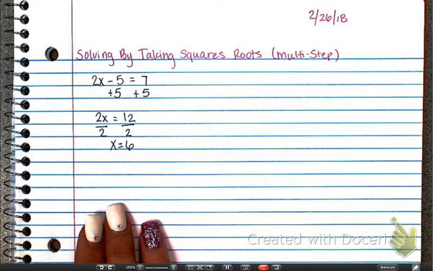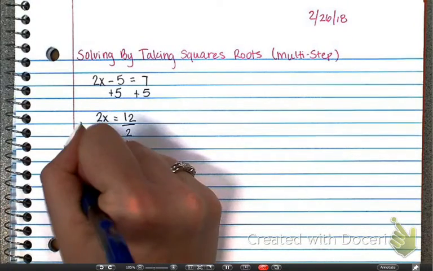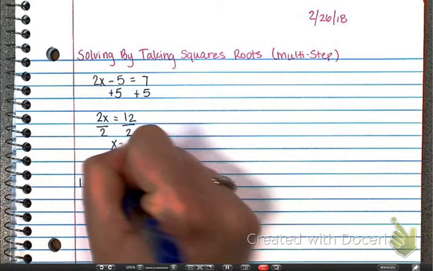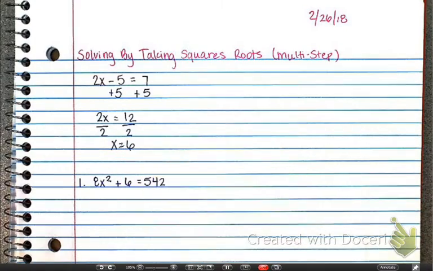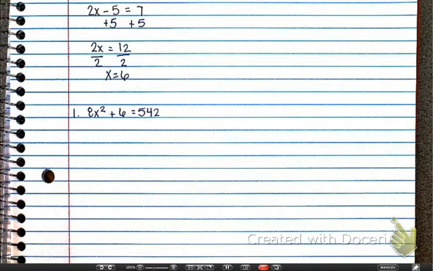We're going to try something a little different. All right, so I would like you to try, let's do 8x squared plus 6 equals 542. So I want you to work with your group and come up with the steps that you need to solve this problem. I want you to really think about what you need to do to solve for x.